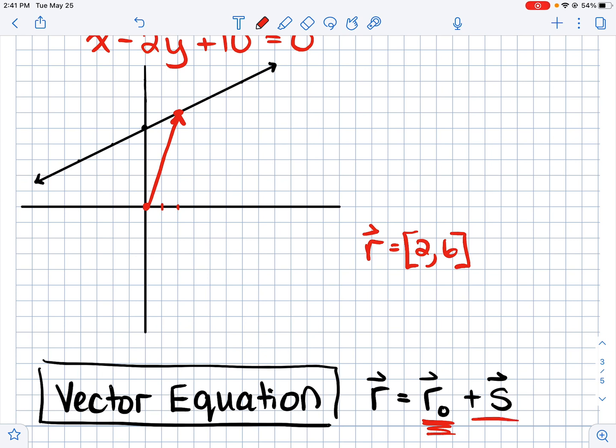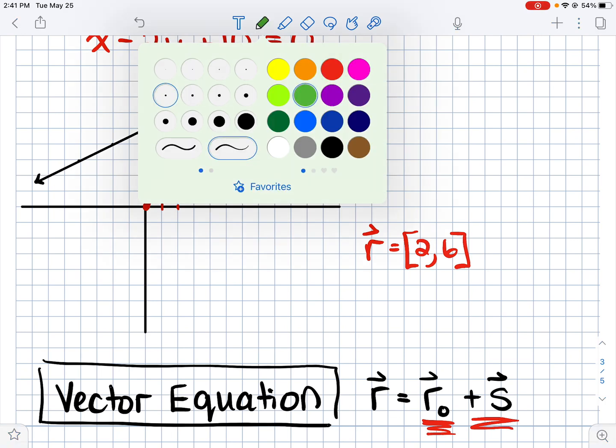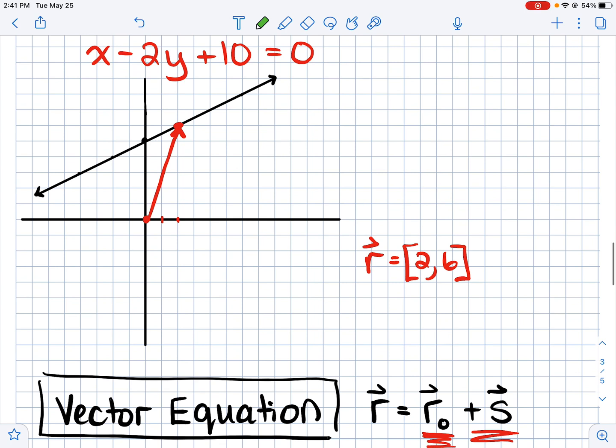Then we have to add vector S, which we're actually not going to call vector S. I'm just calling it that for now while I explain this. So we're going to say vector S is some vector that starts here and goes however far. Doesn't actually matter. So let's say that's vector S.